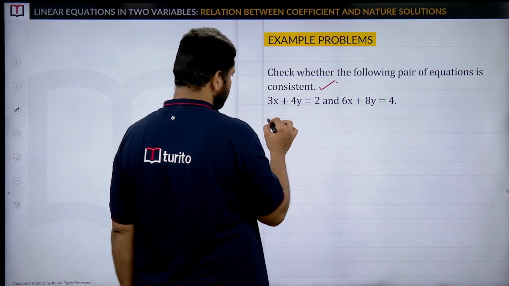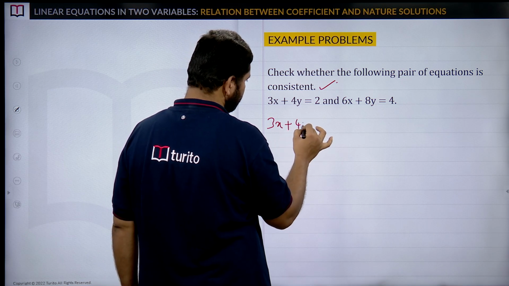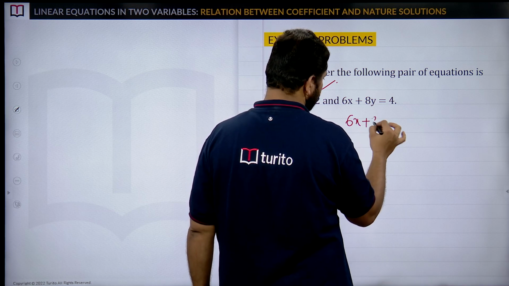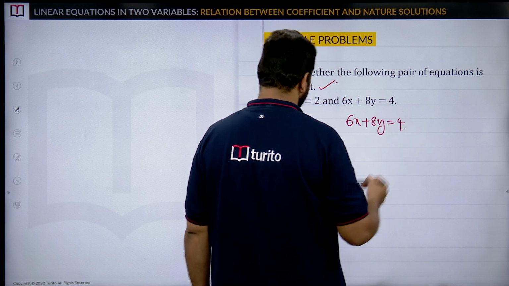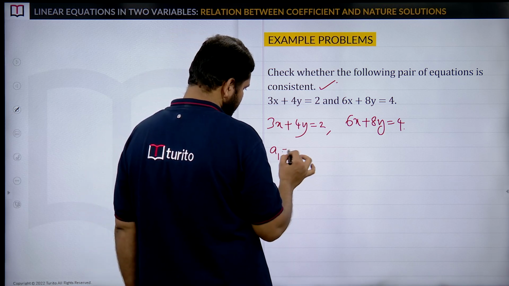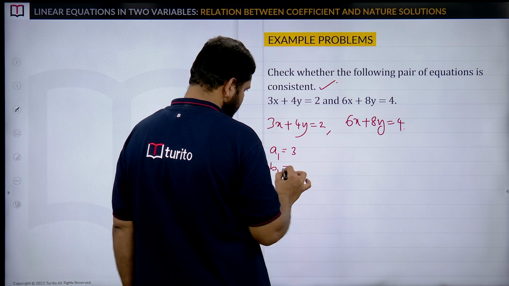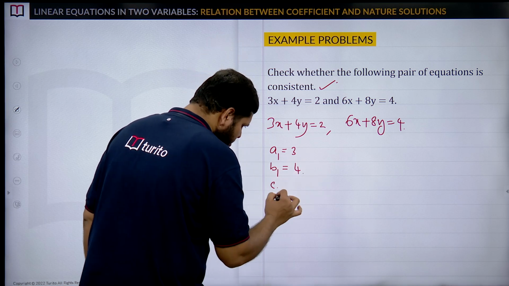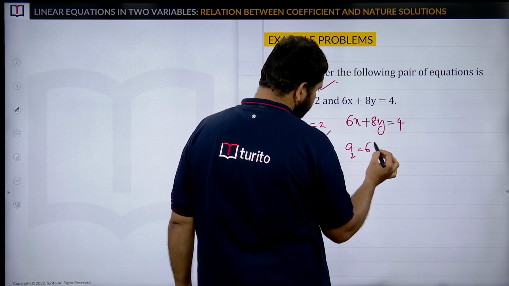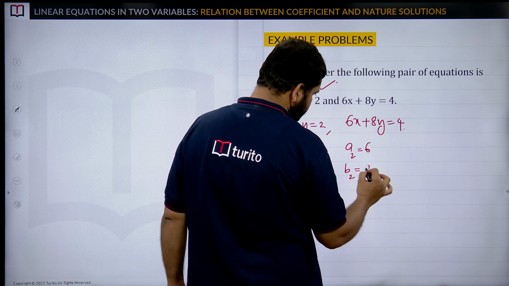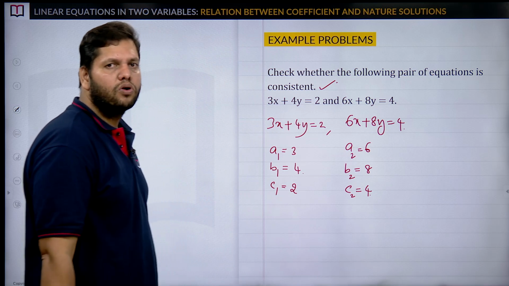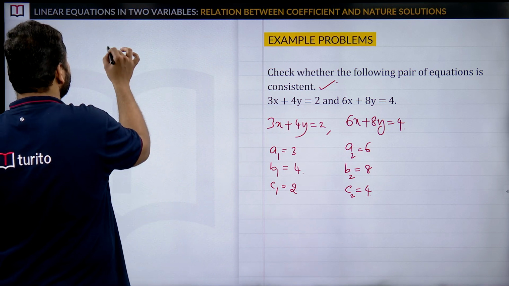Now, this is 3x plus 4y is equal to 2, and this is 6x plus 8y is equal to 4. Now children, write down the a1 value, b1 value, c1 value. a1 is equal to 3, b1 is equal to 4, and c1 is equal to 2. Here a2 is equal to 6, b2 is equal to 8, and c2 is equal to 4. Okay children, now find out a1 by a2.